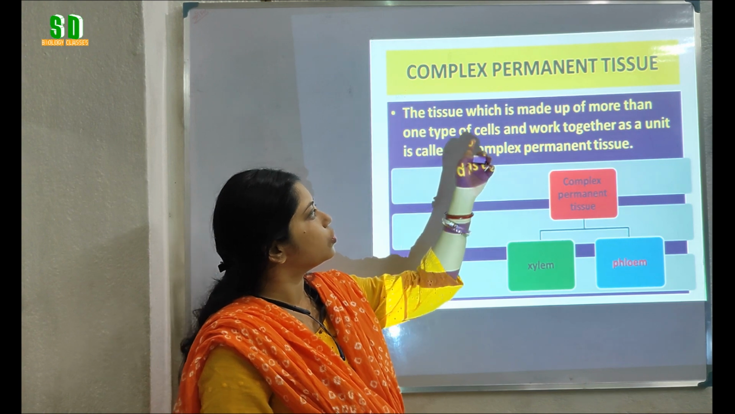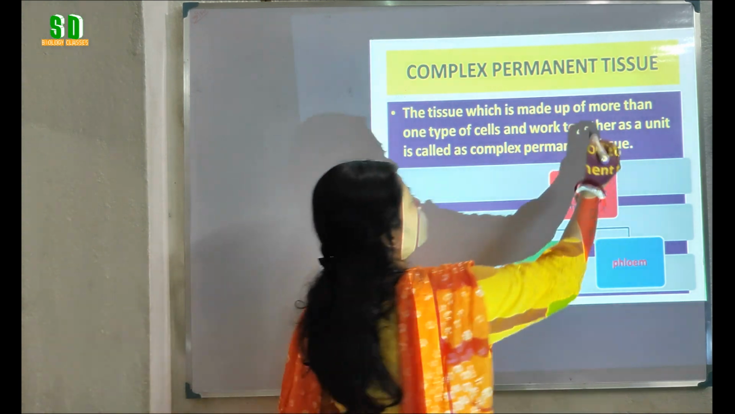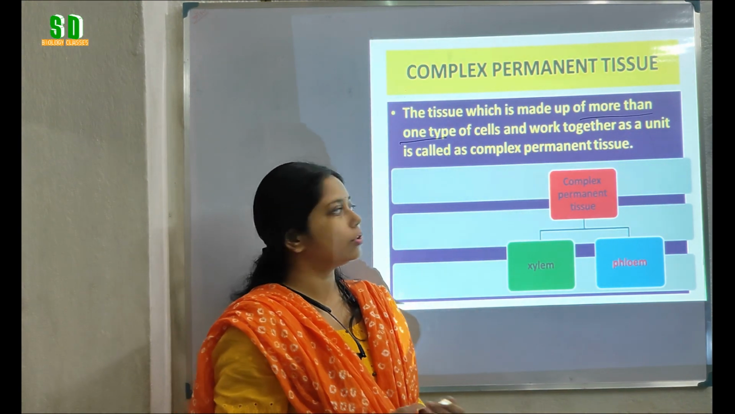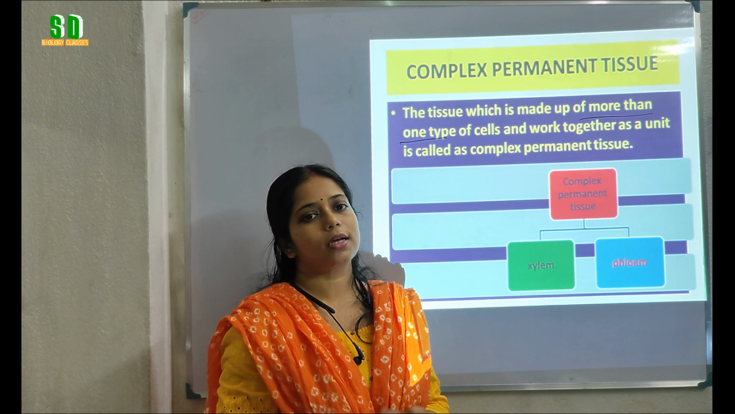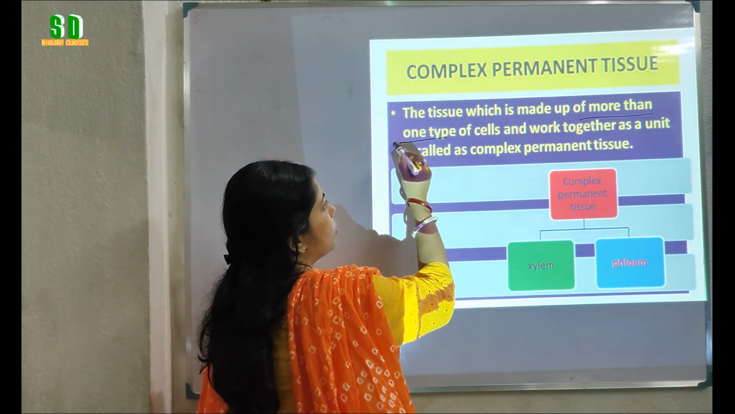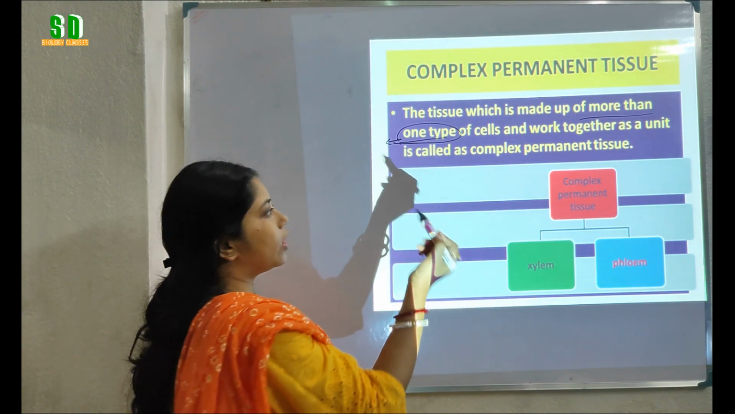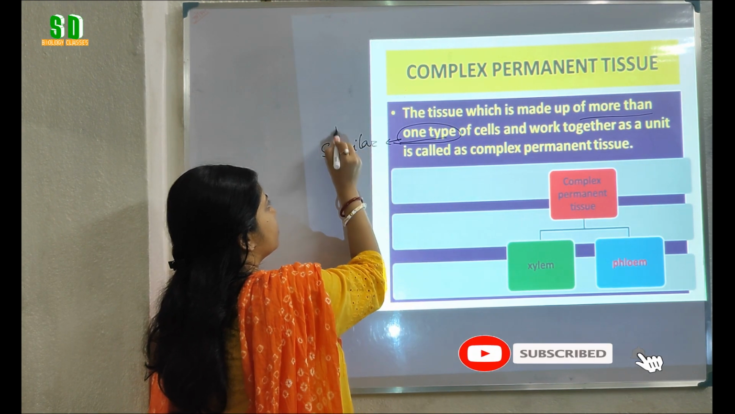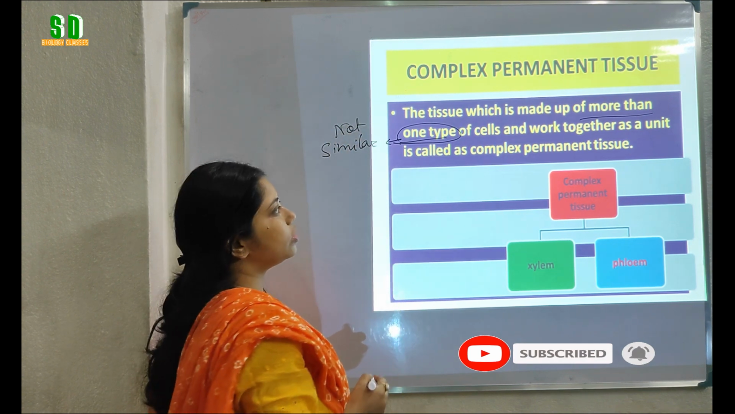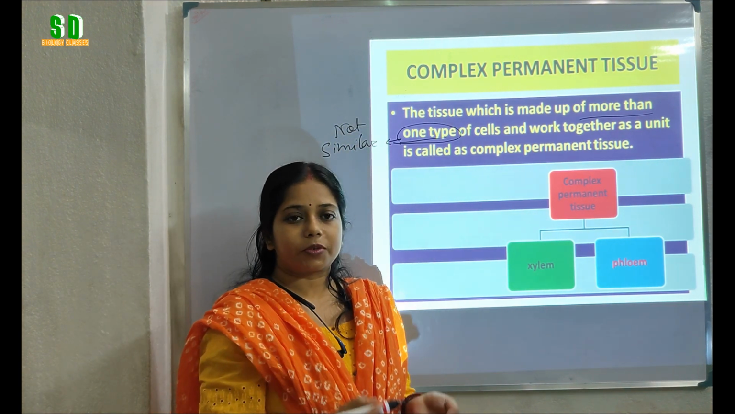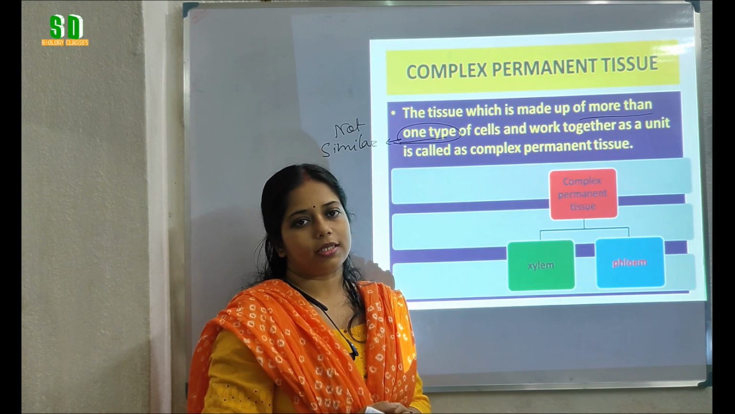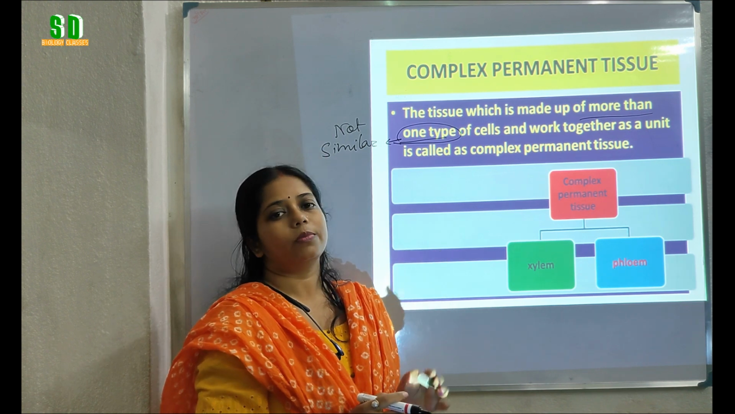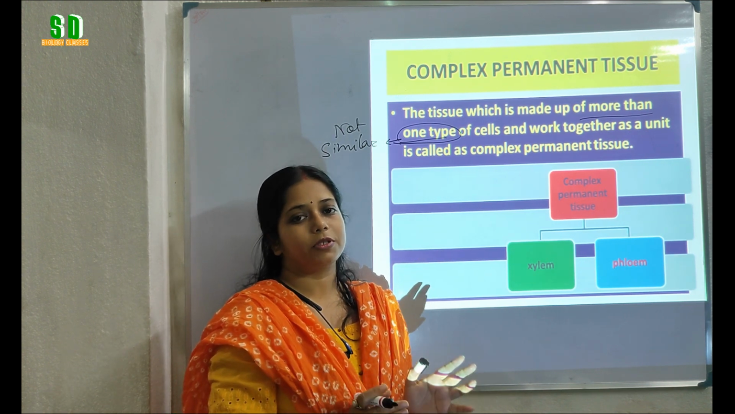See here, the tissue which is made up of more than one type of cells and works together as a unit is called the complex permanent tissue. Here, more than one type of cells means the cells are not similar to each other. They originate from the same mother cell, but they perform together the same function. Then this type of tissue is called the complex permanent tissue.